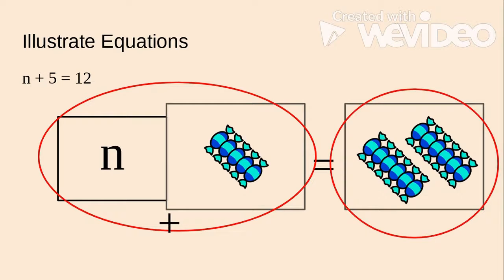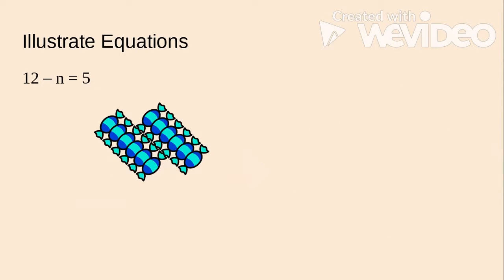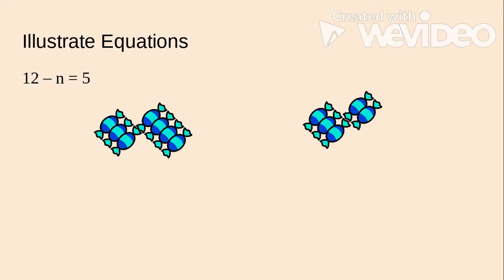They are equal. All right, now let's look at subtraction. I know I have 12 pieces of candy, and I'm taking away n. I don't know exactly how many n is, but I know I'm subtracting some of this candy, taking them away. In the end, I'm left with 5.